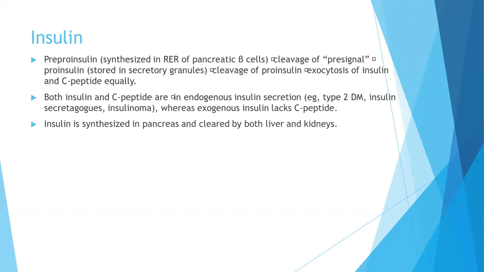Whenever you encounter a question which says that the patient's insulin level is increased, but there is a normal C-peptide level, then you need to think that the patient is taking exogenous insulin. Or whenever the question says that there is an increase in both insulin and C-peptide, then you need to think about other causes like insulinoma. Now, insulin is synthesized in the pancreas and cleared by both the liver and kidneys.